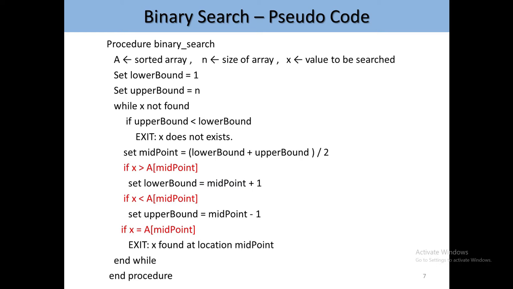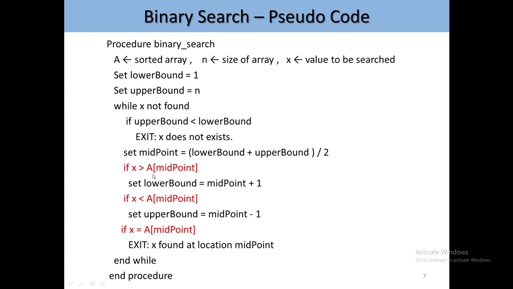Otherwise, set midpoint. Now here we are finding the midpoint. Set midpoint equal to lower bound plus upper bound divided by 2. So 1 plus n divided by 2. By using this formula, we find the middle point. Now we have to compare the key with this middle point. If X is greater than A of midpoint, so this key is compared with the element stored at A of midpoint.